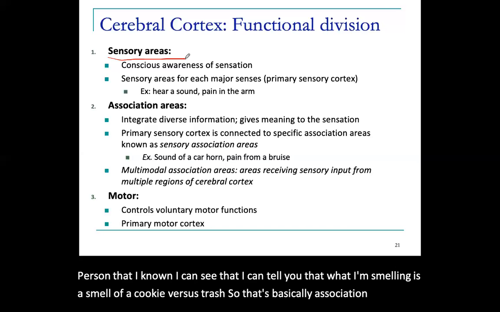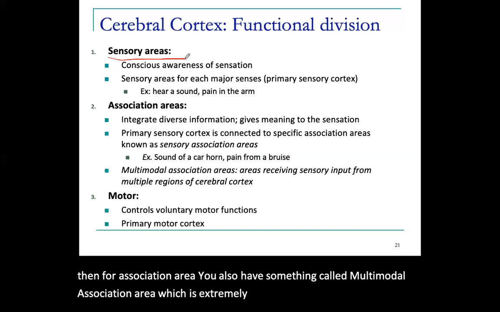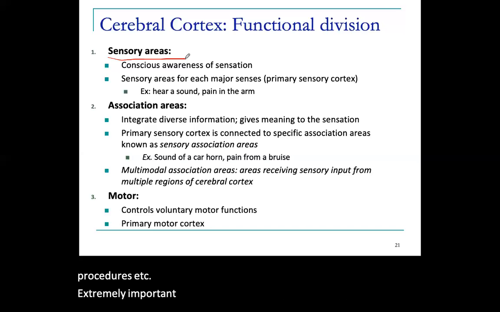And for association areas, you also have something called multimodal association areas, which are extremely important in terms of giving you the capacity to do multitasking, problem solving, memory, cognitive procedures, etc. Extremely important. Multimodal associations are extremely important.